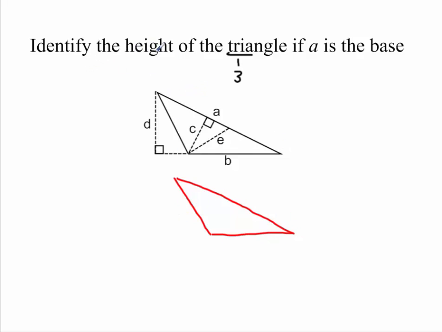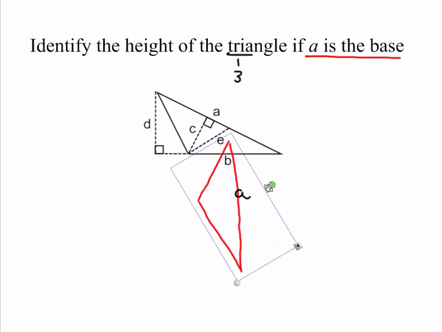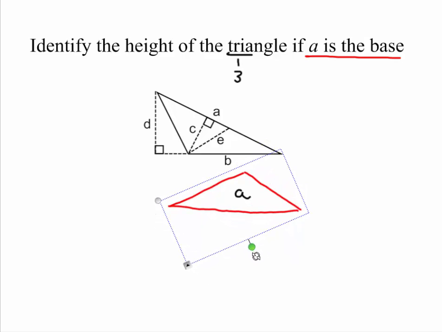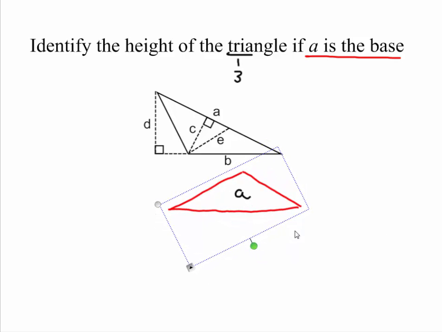And they wanted us to identify the height of this triangle if A is the base. So I'm going to make sure that I consider A to be the base of the triangle. I can see A is on this side here, so here's what I want to consider to be the base. Now, to make things a little bit easier, I'm going to rotate the triangle such that the base A is on the bottom. So I just took this figure and rotated it so that A is the base, or the bottom, of my triangle.